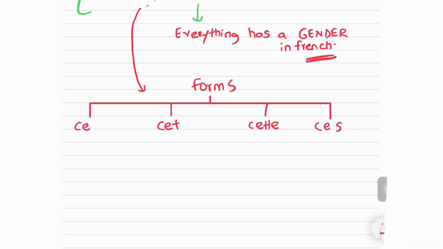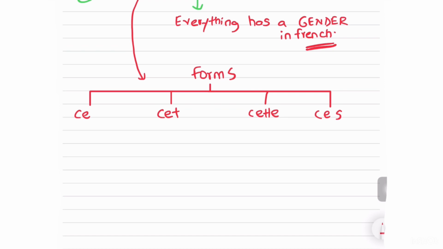So first one is CE. We pronounce it as se. Se, set, set and say. Now here this is used before masculine and singular nouns or objects. Then you have CET, which is also used before masculine and singular. But what is a new thing? That it has to start with a vowel.